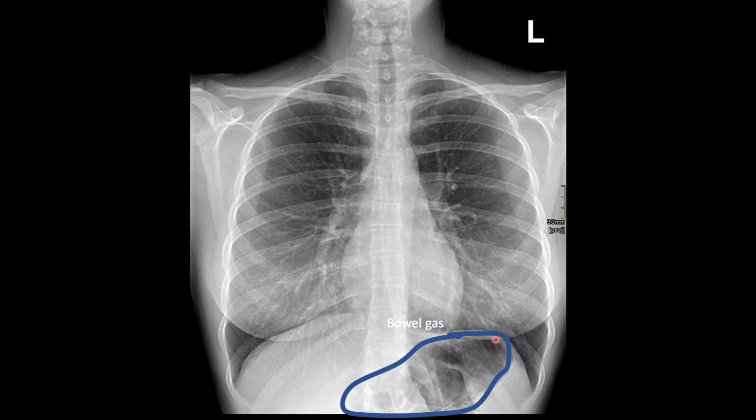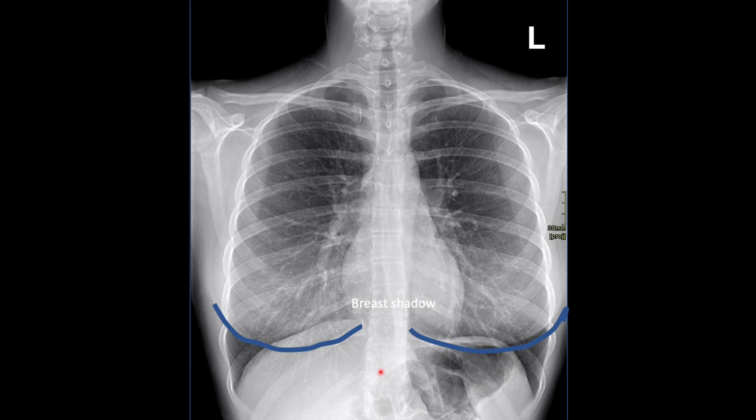And then if you look below the left diaphragm, you usually see gas, and that's usually bowel gas, and usually the stomach. You can also see the left colon, or sometimes small bowel gas can be seen inferior to the left hemidiaphragm. And in a female patient, you're going to see breast shadows on either side.